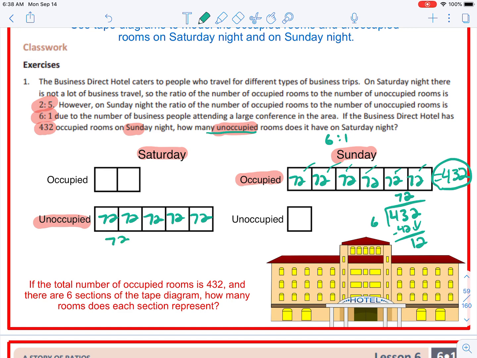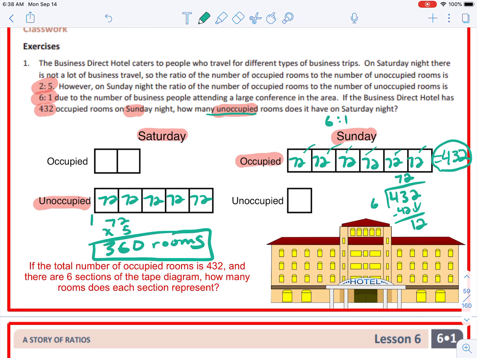So 72 times 5: 2 times 5 is 10, 5 times 7 is 35, plus 1 is 36. So how many unoccupied rooms does it have on Saturday night? 360 rooms, and that is our answer. And then how many rooms does each section represent? 72.